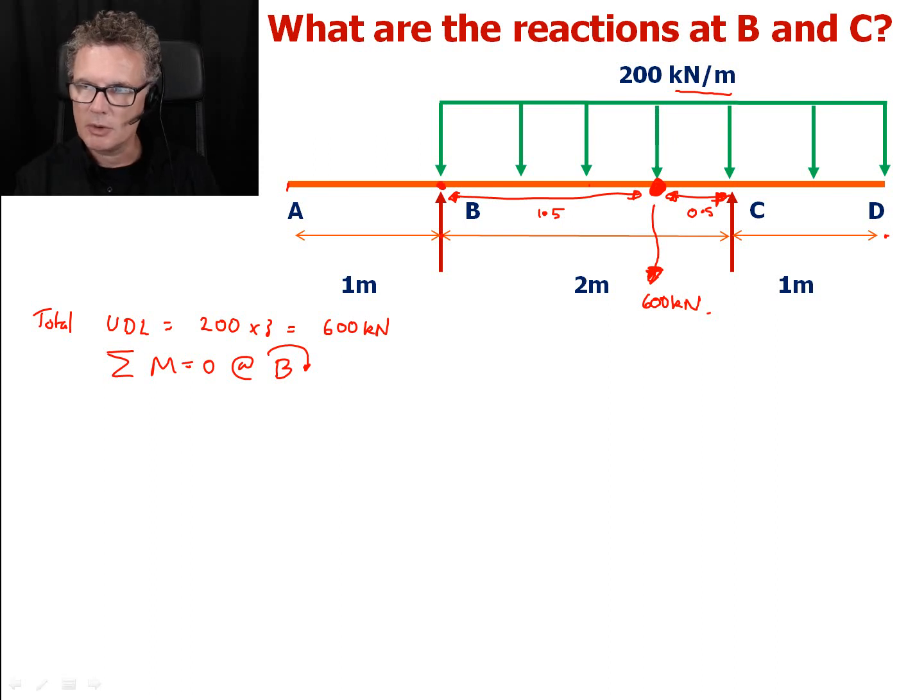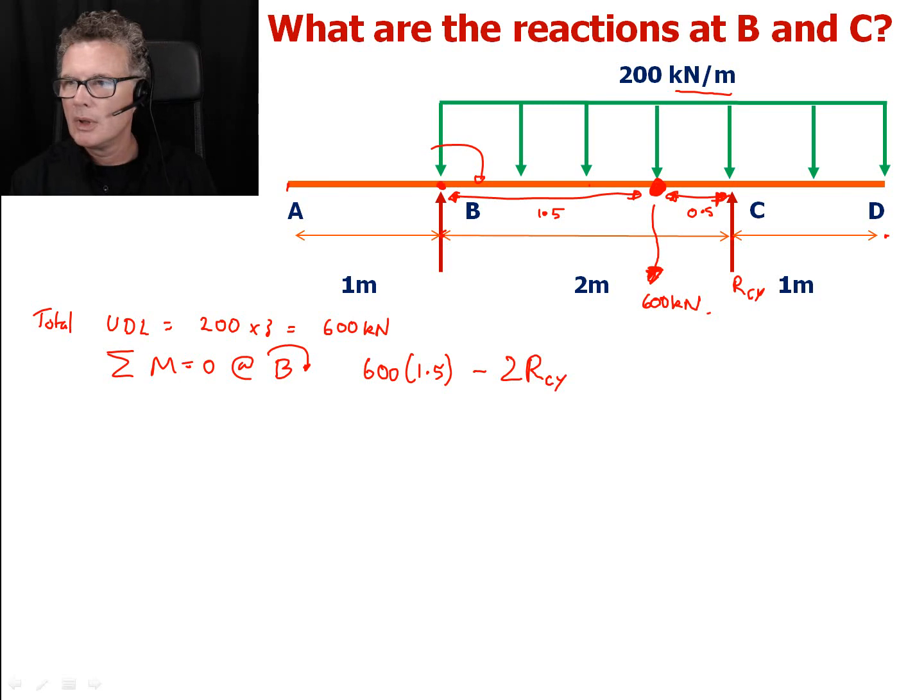The distance from here to here is 1.5. The total load of the UDL is 600, so we've got 600 times 1.5. The distance from B to the next reaction is 2. This is going to have a reaction force going upwards. So this is going downwards, that's going upwards, negative. So minus 2 times RCY.